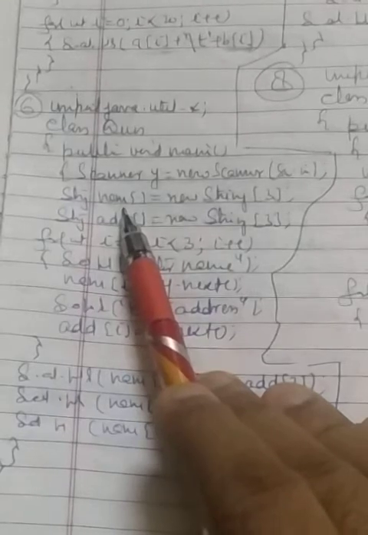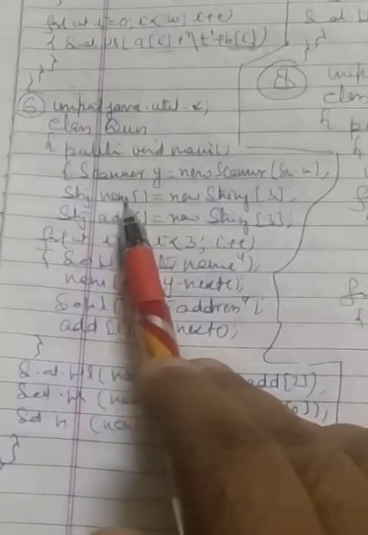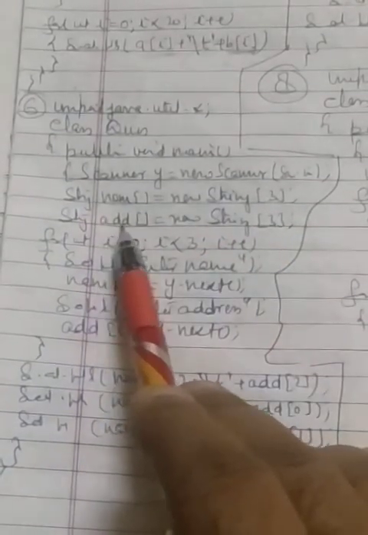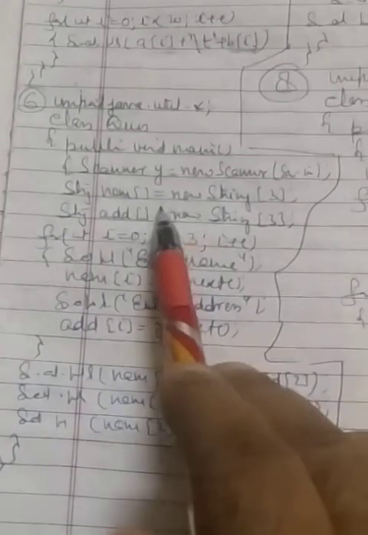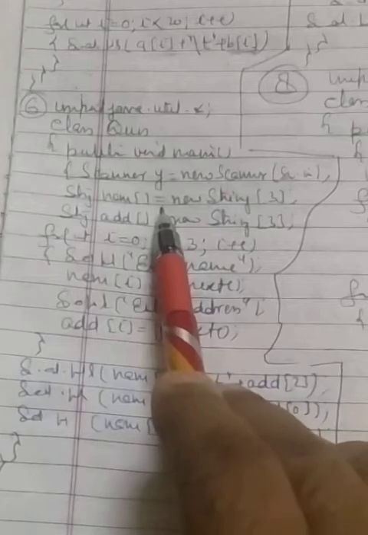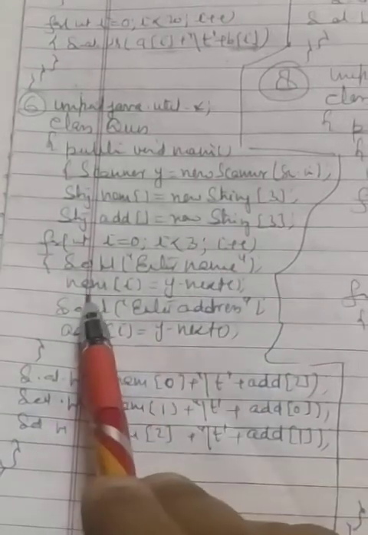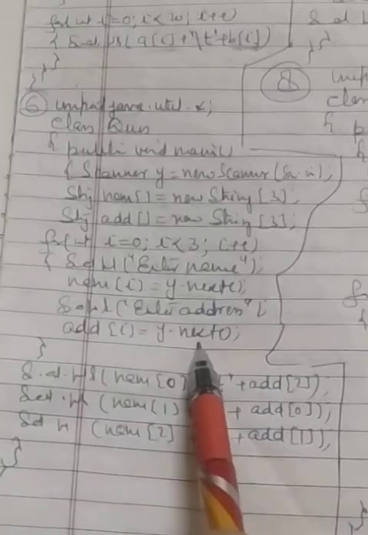named name, which is storing 3 names. So I have taken an array NAM with length 3, and then another is ADD for storing the address, length 3. So 3 to store 3 names into one array and their addresses into another array. So we are running a loop from 0 to less than 3. Enter name, NAM of i is equal to sc.next. Enter address, ADD of i is equal to sc.next.